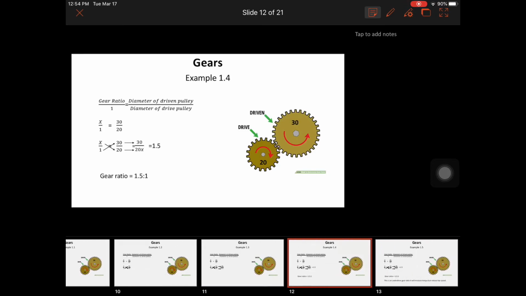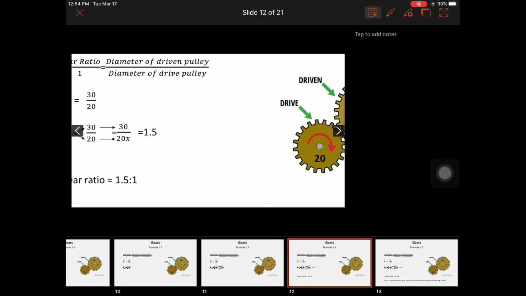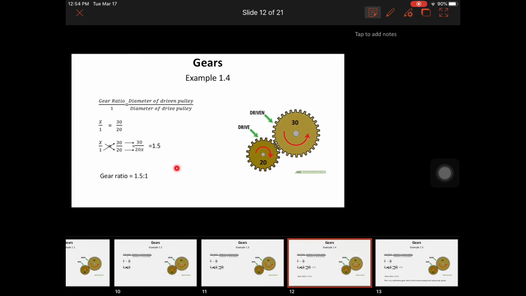And if we do that, 30 divided by 20 to get x to 1, x equals 1.5. So x would equal 1.5, which would give us a gear ratio of 1.5 to 1, because you remember we are always comparing the number of turns of the driver to one turn of the driven. So with 20 teeth on the driver and 30 teeth on the driven, this gear has to spin 1.5 revolutions until this gear makes 1 revolution. I hope that makes sense to everybody.